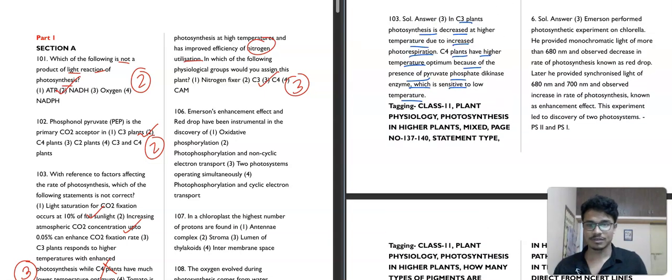Then question number 106. Emerson enhancement effect and red drop have been instrumental in the discovery of: oxidative phosphorylation, non-cyclic electron transport, two photosystem operations simultaneously, or photophosphorylation and cyclic electron transport. So Emerson performed a photosynthetic experiment on Chlorella. He provided monochromatic light of more than 680 nanometer and observed the decrease in rate of photosynthesis. This is known as red drop. This experiment led to the discovery of two photosystems, which are PS2 and PS1. So third option will be our correct answer.